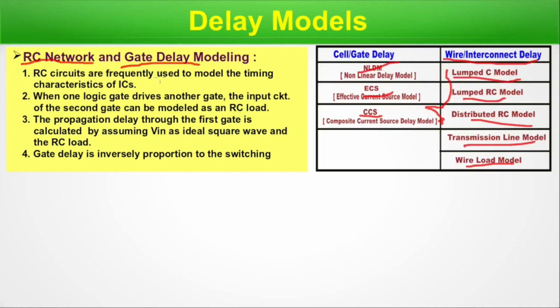RC circuits are frequently used to model timing characteristics of ICs. When one logic gate drives another gate, the input circuit of the second gate can be modeled as an RC load. For electrical modeling, we do the approximation of the active devices as passive devices and then do the calculation. The propagation delay through the first gate is calculated by assuming V in as an ideal square wave and the RC load.